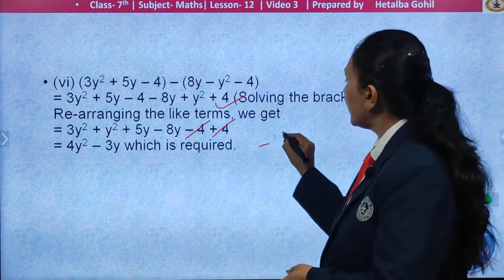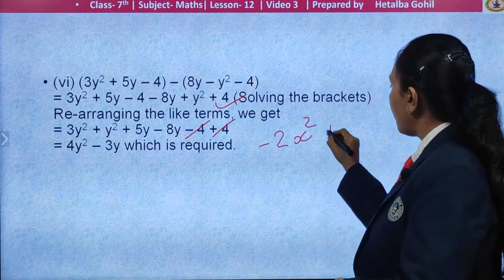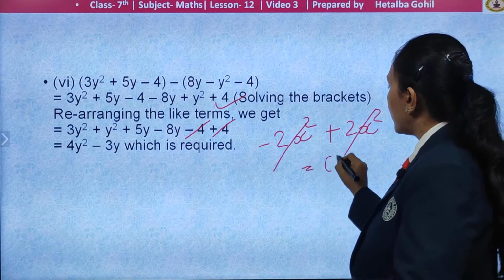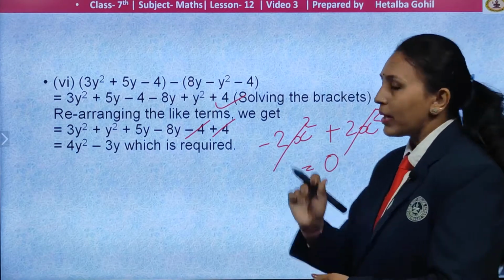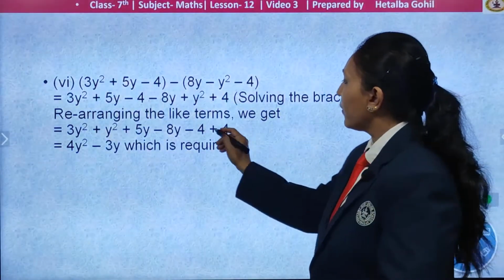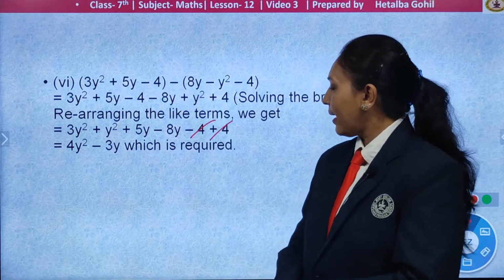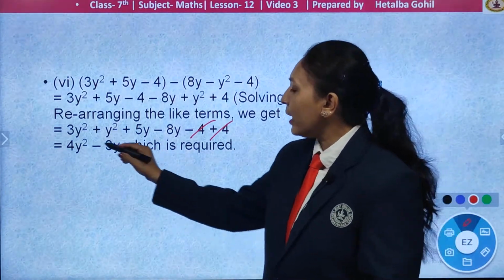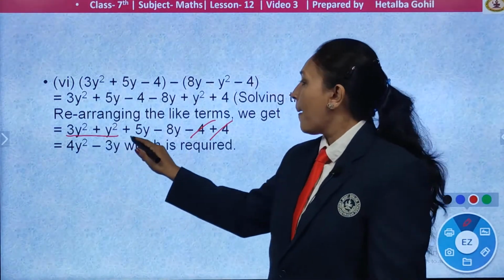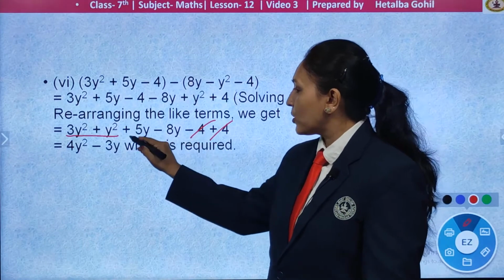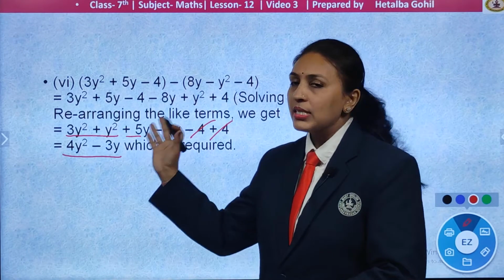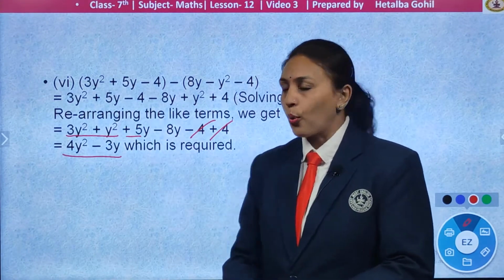For example, you take it here minus 2x square and plus 2x square. In such a condition, this 2 becomes equal to 0, because minus 2 plus 2 becomes 0. So directly, there is no need for you to solve so long. You can directly cut it and put 0 here. Now only left out here is 3y square plus y square, that is 4y square, 5y minus 8y. So plus 5 minus 8 gives me minus 3y, which is our required expression over here.